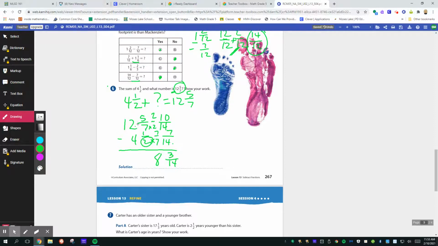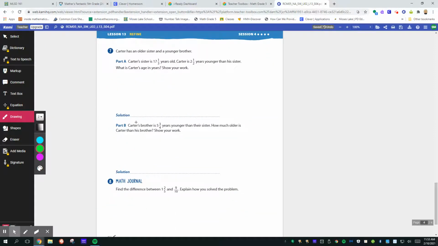All right, number 7, getting there. Carter has an older sister and a younger brother. Carter's sister is 17 and 1/3 years old. Carter is 2.5 years younger than his sister. What is Carter's age? In years, show your work. So we know that Carter has an older sister and a younger brother. What is Carter's age in years?